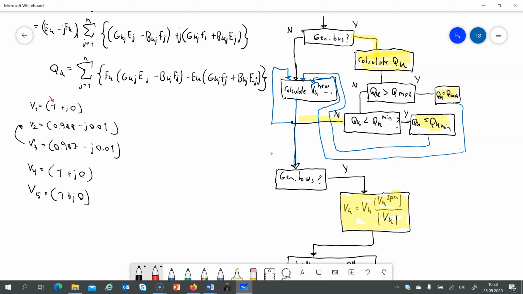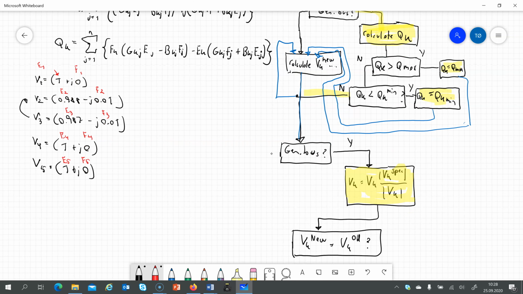So this will be then, in this notation, E1, F1, E2, F2, E3, F3, E4, F4, E5, F5. So just to keep track on this.